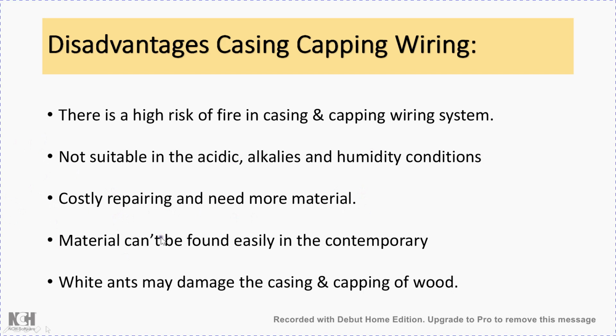Then material can't be found easily in the contemporary. Then white ants may damage the casing and caping of wood. So if it is used with the wood material, then it is very difficult to obtain nowadays the teak wood kind of material, but PVC is available nowadays, so that can be used. So even that PVC material will not be much affected by the humid conditions.